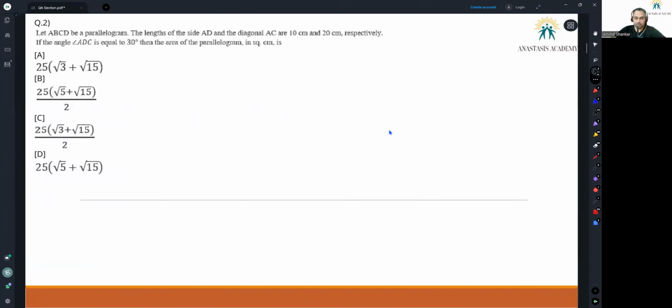Next, let ABCD be a parallelogram. The length of the side AD and diagonal AC are 10 centimeter and 20 centimeter respectively. If the angle ADC is equal to 30 degrees, then the area of the parallelogram in square centimeters. Okay.